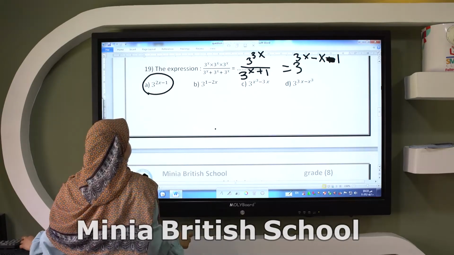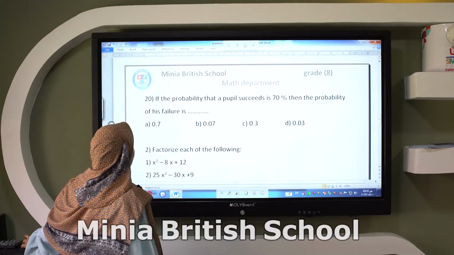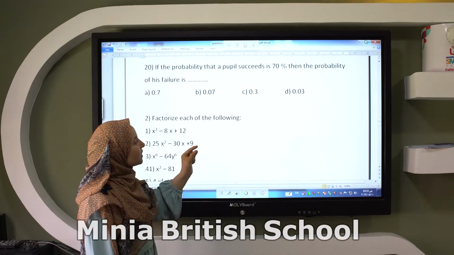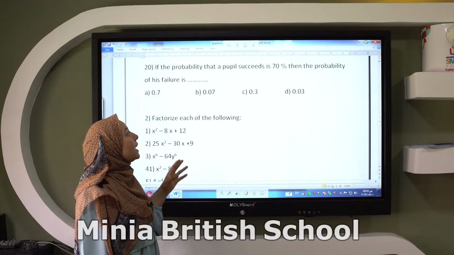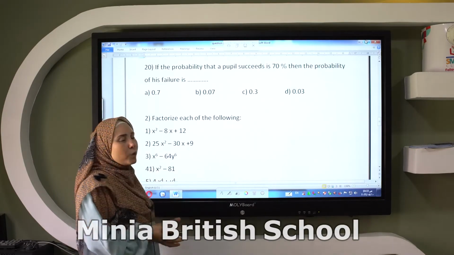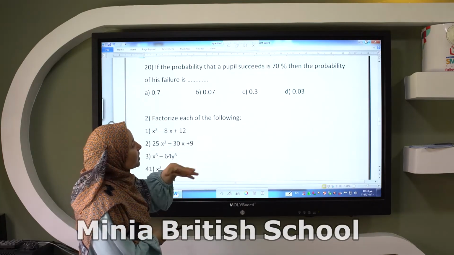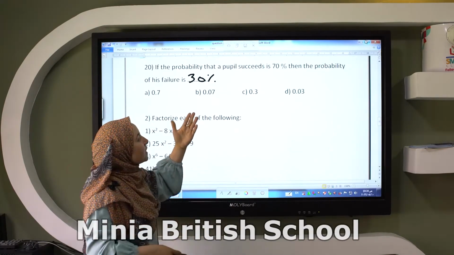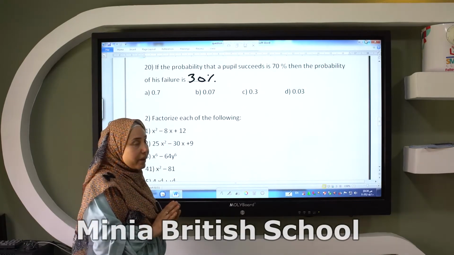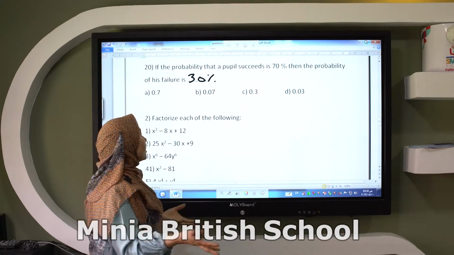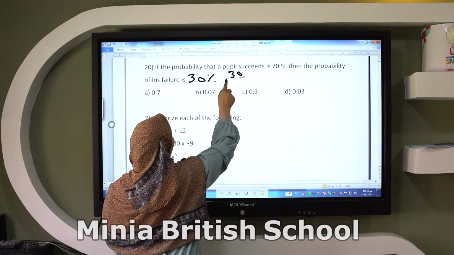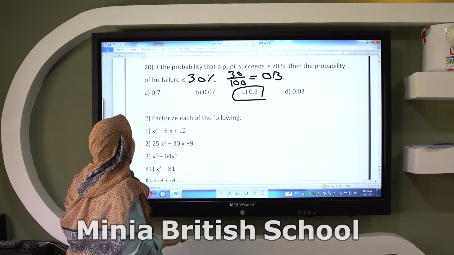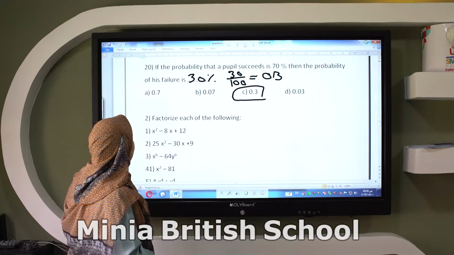The next, number 20, the last one in the choose: if the probability that a pupil succeeds is 70%, then the probability of his failure is what? Okay, the success here equals 70%, so the failure is 30%. But among A, B, C, D, I don't have 30%. Okay, you can also write this in decimal form, so 30 over 100 equals 0.3.